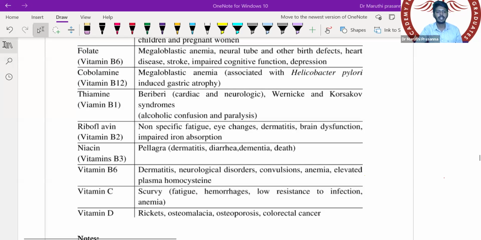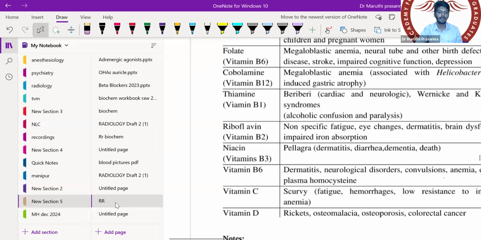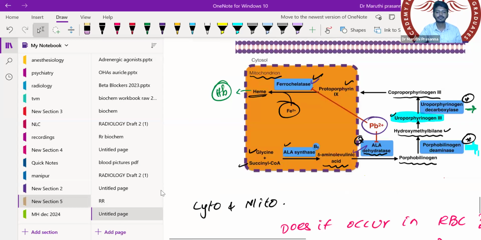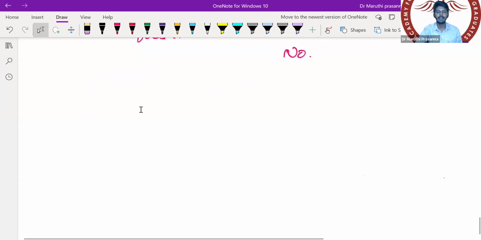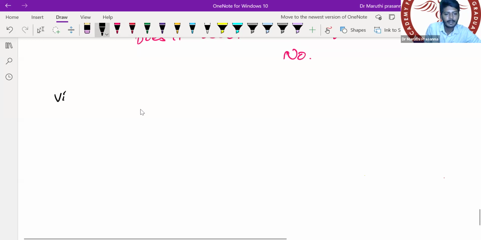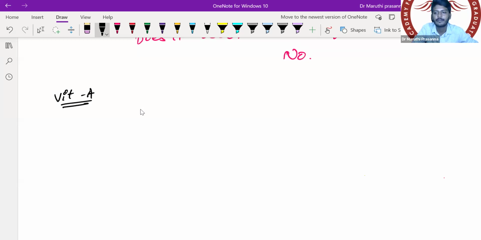So let me just quickly recap all the vitamins. Specifically, I would like to recap the vitamin functions, like what is the function of the vitamin and what disease we are going to get. Let's understand. Okay, so first we have vitamin A. Vitamin A is also called retinoic acid, which can be found in the form of retinol and retinal. All of you remember that.